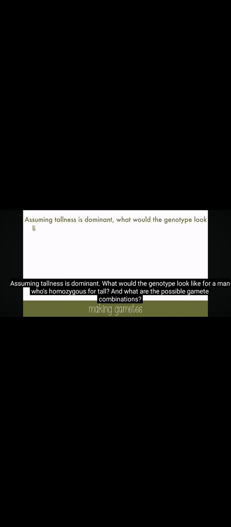Assuming tallness is dominant, what would the genotype look like for a man who's homozygous for tall? And what are the possible gamete combinations? Now because tall is dominant, this would be a homozygous dominant genotype, 2 capital letters. Again, you can choose any 2 letters you like, but I'm going to use T for tall.